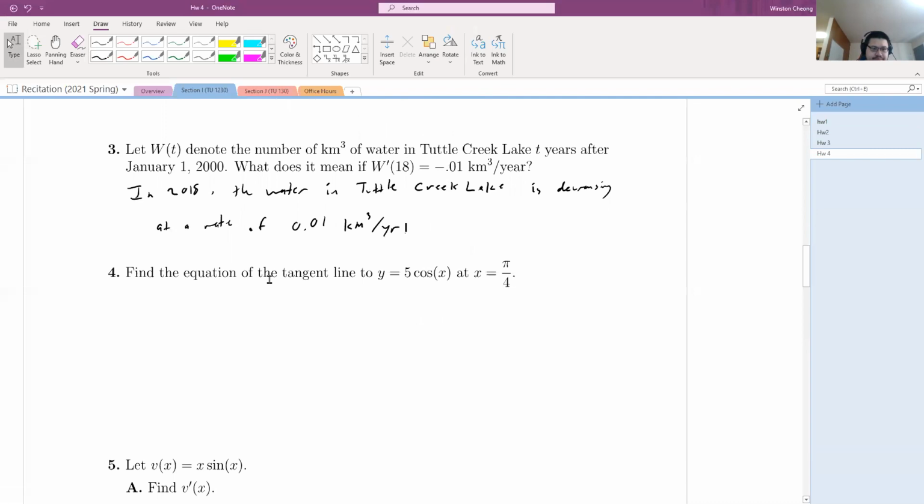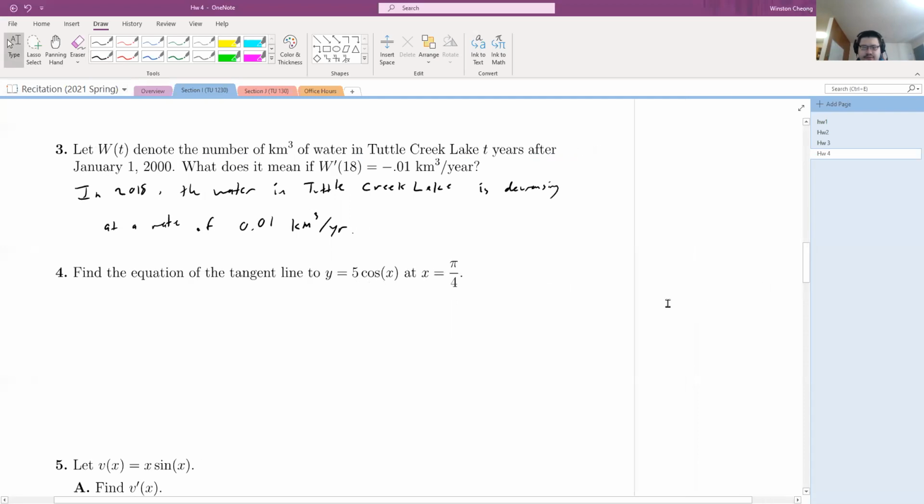Then number 4, equation of a tangent line. This is something you should remember how to do, the whole process of finding the equation of a tangent line. The only difference here is now we have cosine, because at this stage you learn about the derivative of sine and cosine. Maybe I'll say one thing about that.